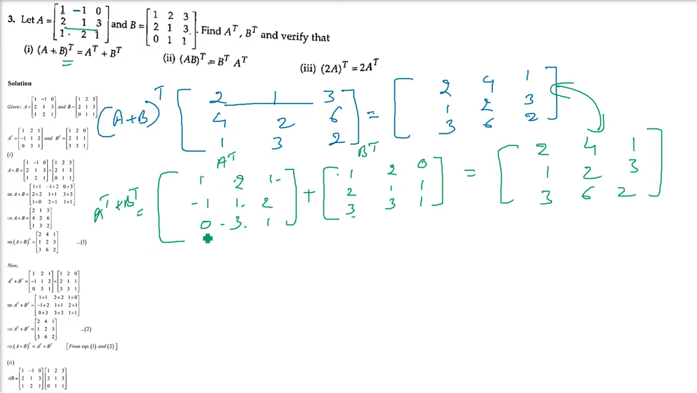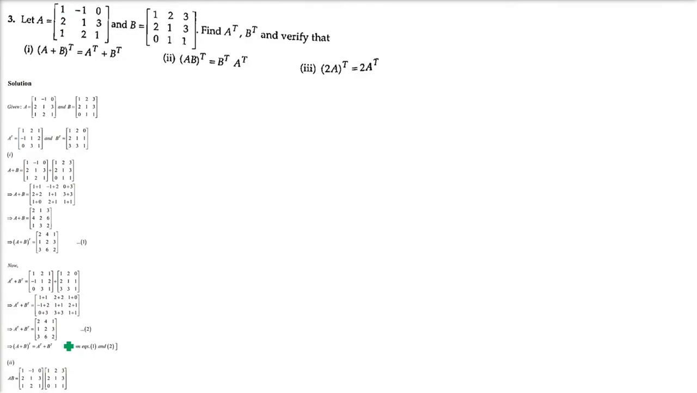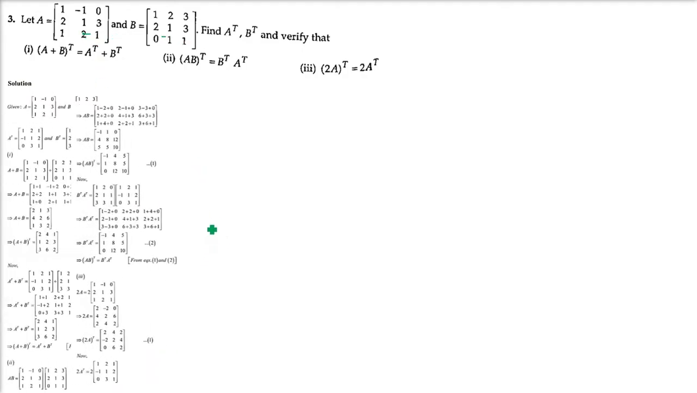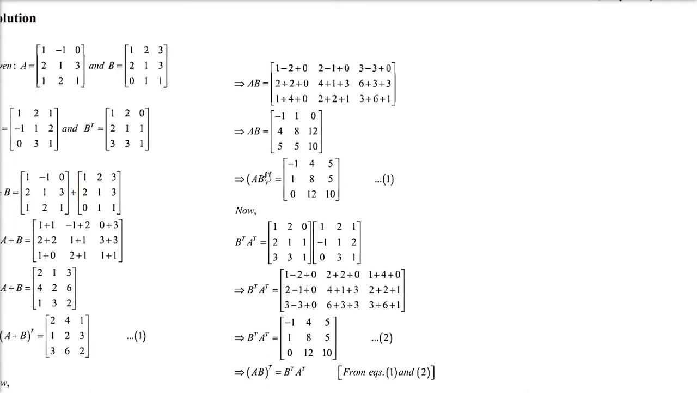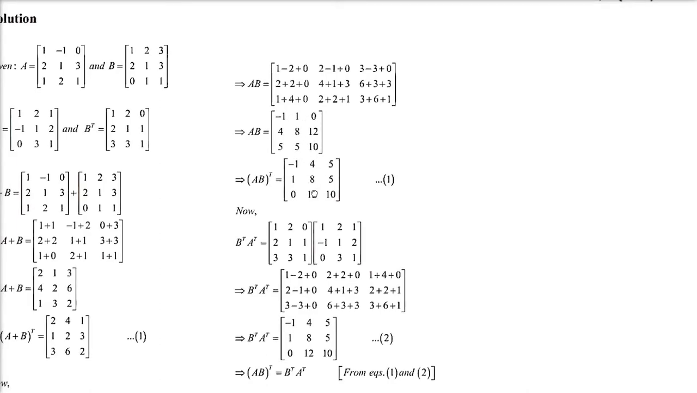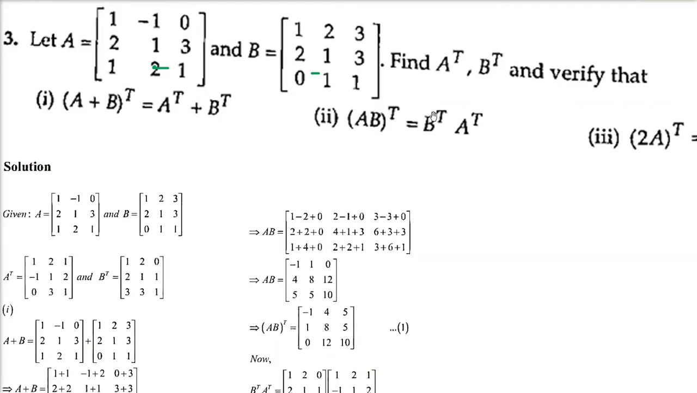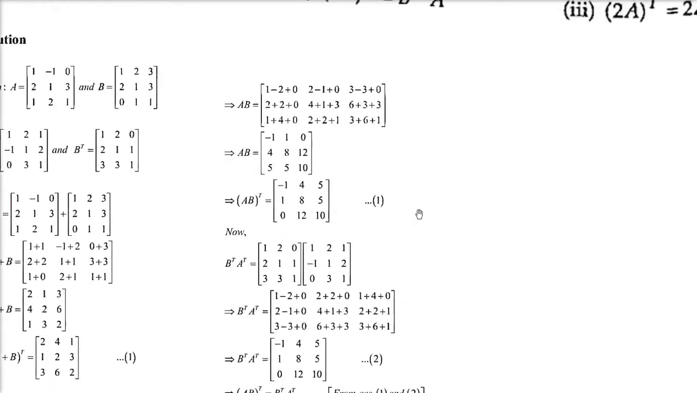Now A into B. We have taken the transpose, so we are going to reutilize it. So AB transpose equals B transpose A transpose. Let us see here. Okay. So when you multiply A and B, you have to do the transpose. Then we'll take the B transpose and A transpose that we have already seen just now, and then we'll multiply them. So when you multiply, AB transpose and B transpose A transpose are going to come the same.